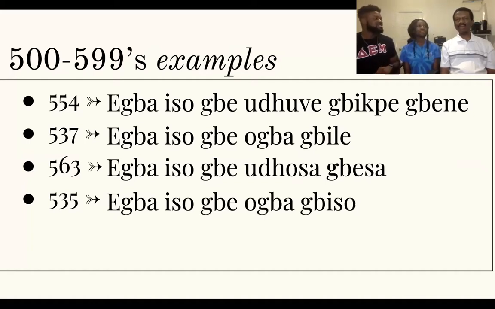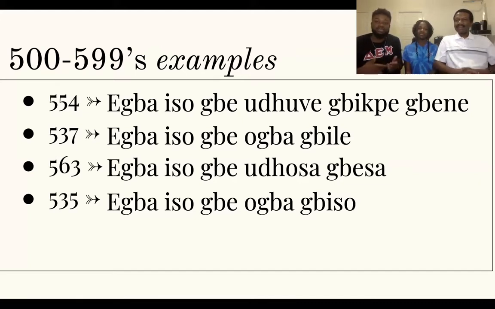Oh, sure. So 554, Egba Iso Be Uduve Bigbene. 537 is Egba Iso Be Ogbagbile. 563 is Egba Iso Be Udosa Gbesa. 535 is Egba Iso Be Ogbagbiso. We'll be listening. Brother. And so hopefully, like we said, a few examples in, you're starting to get the gist of it, and be ready because we're going to start having more examples for you to try.